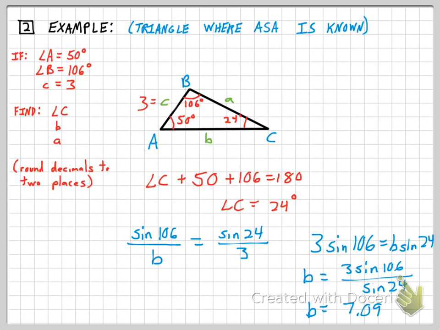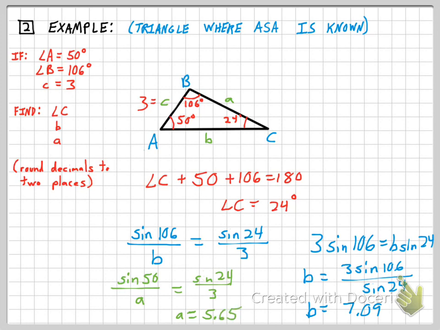Okay, and finally I have side A. I'll do this in a green color, and I'll do it a little bit faster, but the same thing is going to be true. The sine of angle A, which is 50, divided by the side across from it, which is unknown, A, has to be the sine of 24 over 3. If I do some cross multiplying and calculating on my calculator, A turns out to be about 5.65.